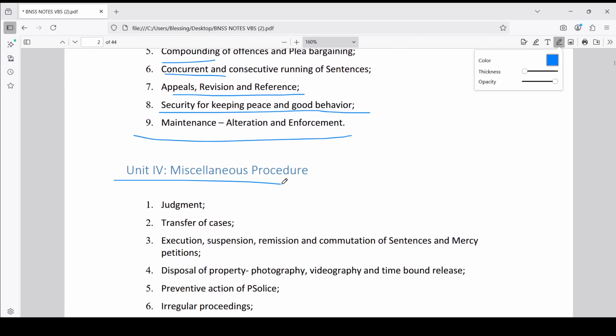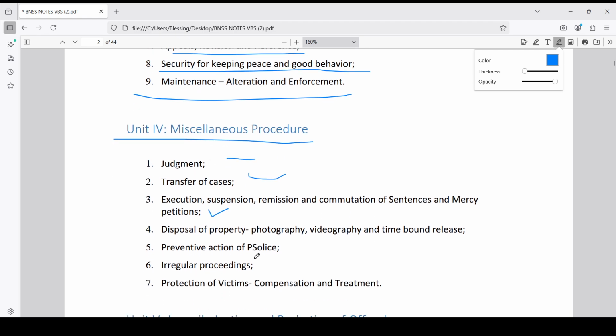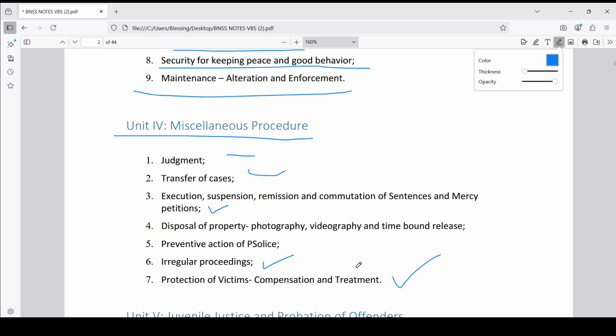Okay, the fourth unit talks about miscellaneous procedures like judgment, transfer of cases, execution, suspension, remission and commutation of sentence, and mercy petitions. Also disposal of property, photography, videography and time-bound release, preventive action of police and irregular proceedings, protection of victims, and compensation and treatment.